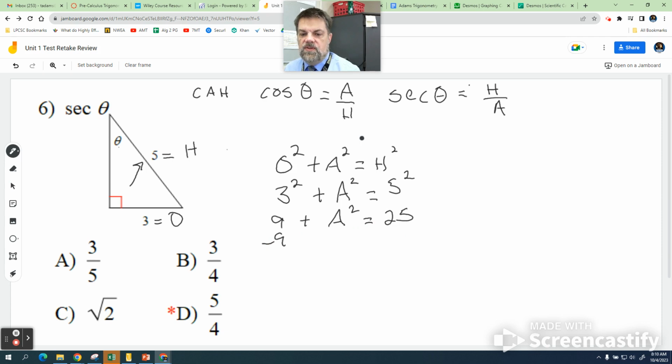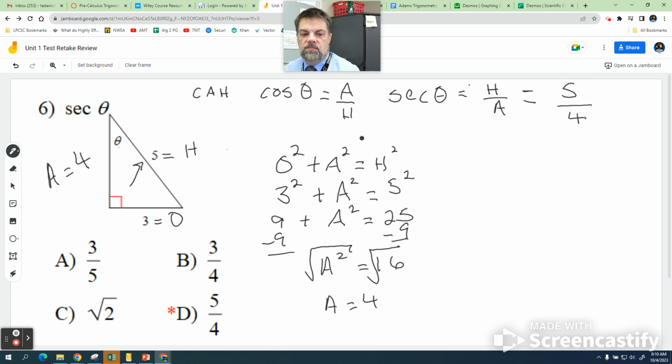Subtract 9 from both sides. I get A squared is equal to 16. Take the square root of both sides. And I get A is equal to 4. So over here, A is equal to 4. And then it's just 5 over 4.